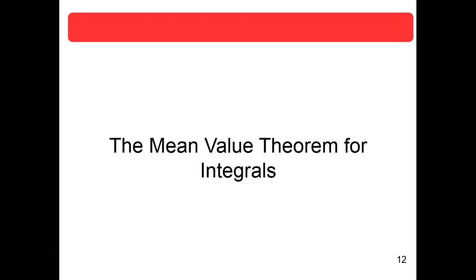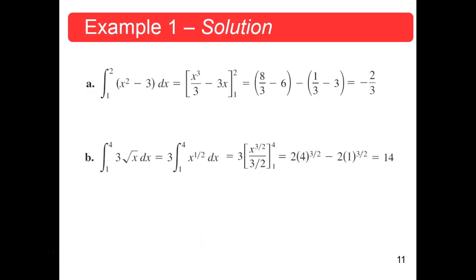Okay. Now, that was example 1. They are skipping examples 2 and 3 before they get to the mean value. So let's go back.